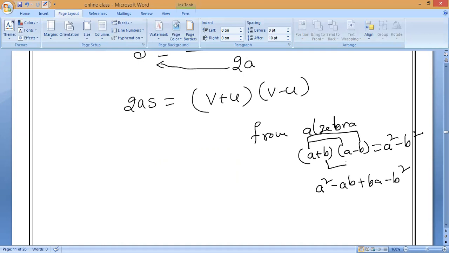Okay, just so that they can understand, correct? That is what I'm saying. Multiplication, guys, everywhere. So minus AB and plus BA will get cancelled. Finally, what will the formula be? A square minus B square. Is it okay? That is the formula derivation.